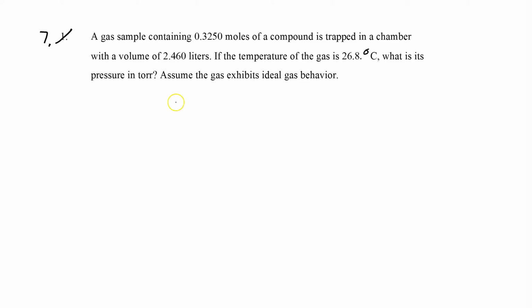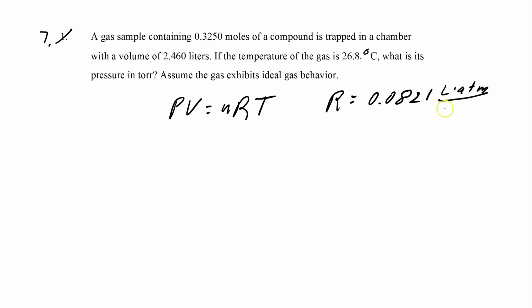So our equation, of course, is going to be PV equals nRT. Our gas constant R would be given, 0.0821 liter atmospheres per Kelvin mole. That would be given to you. You don't have to memorize that. In this problem, they are asking us to calculate the pressure in torr. So P is going to be our unknown here.